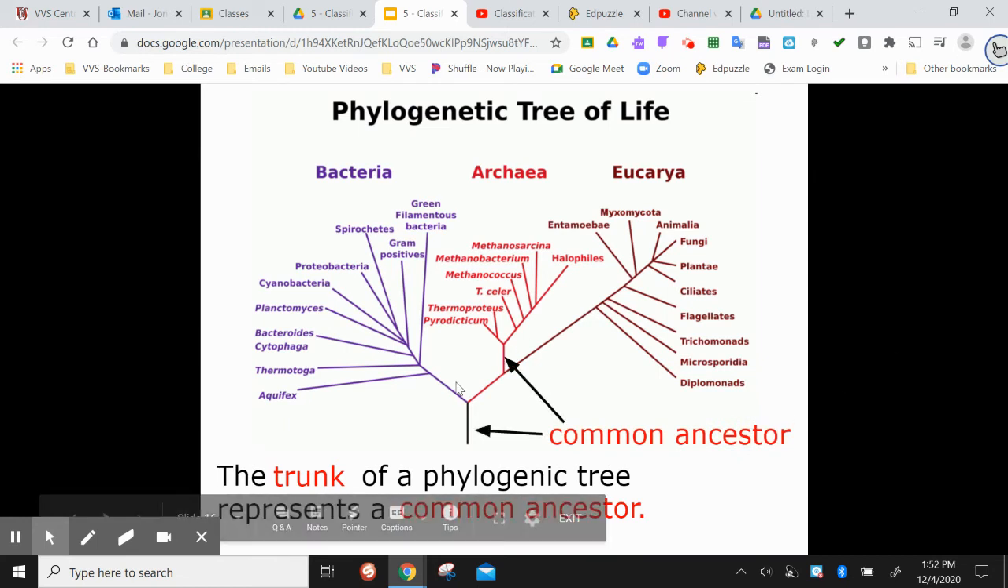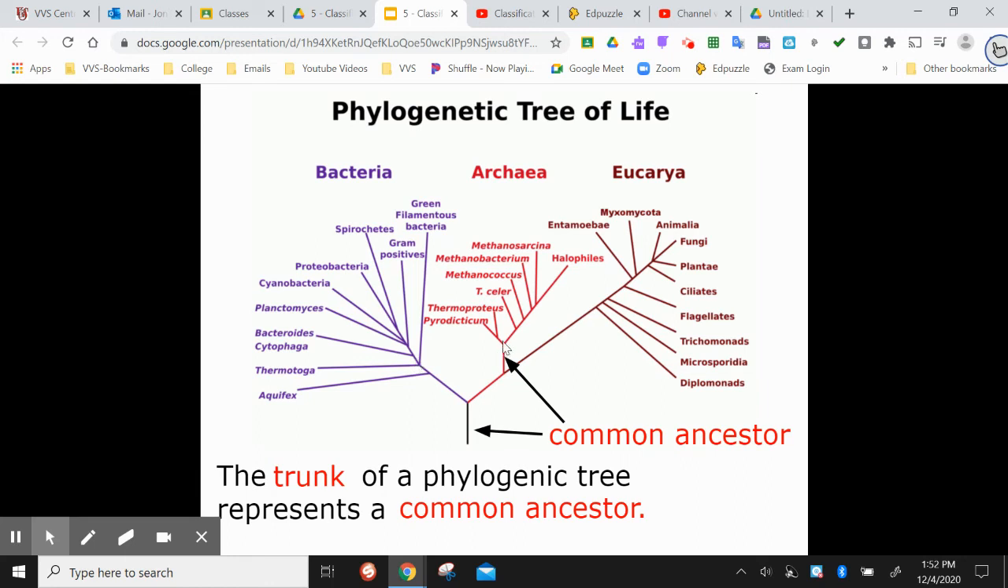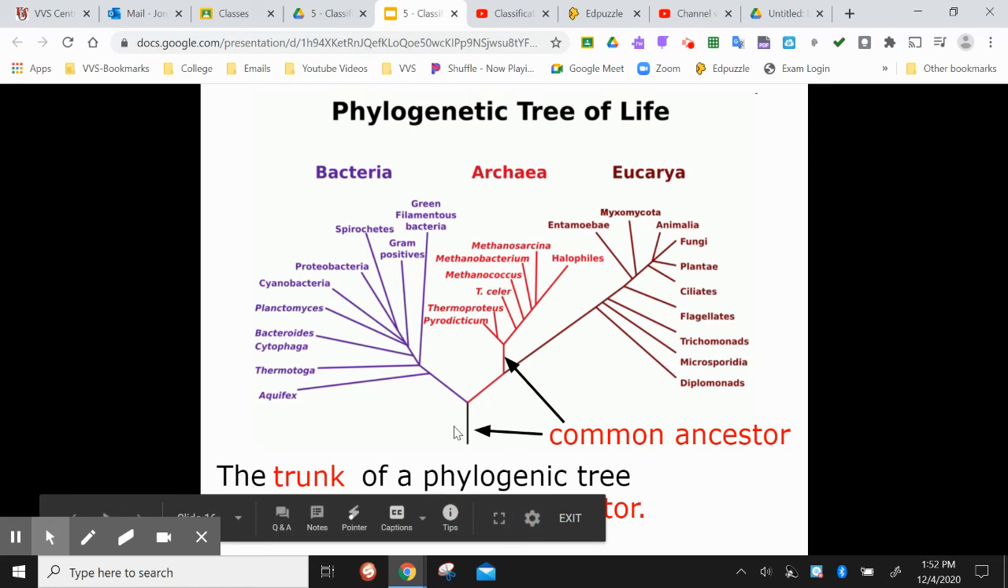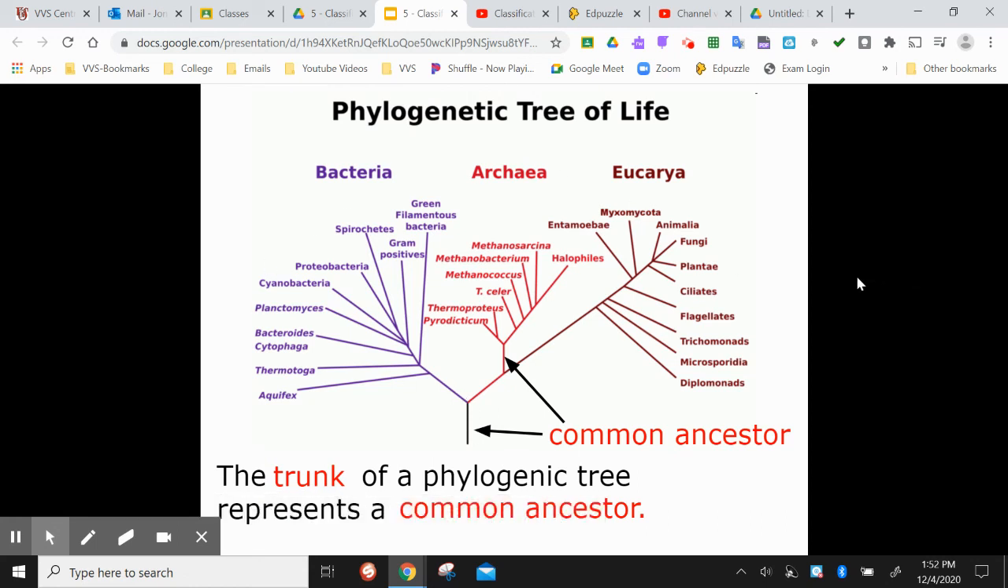Each trunk represents a common ancestor for anything that's above it. So this would be the common ancestor for anything up here. This is the common ancestor for anything up here. This would be a common ancestor for anything here, and this is a common ancestor for all of it. If you go back far enough through time, we're all very distantly related.